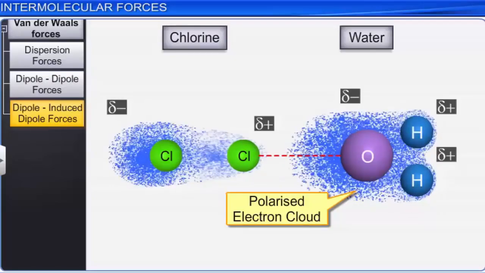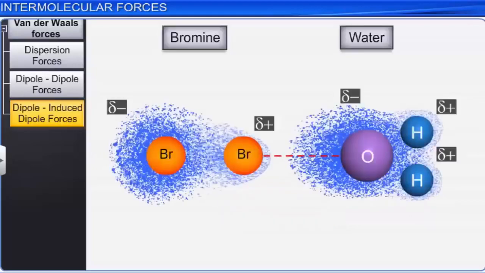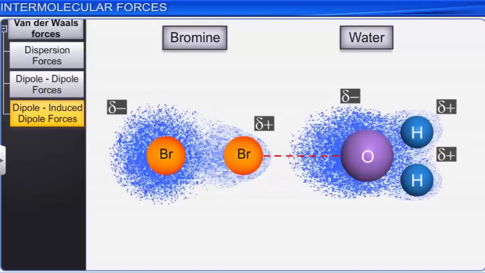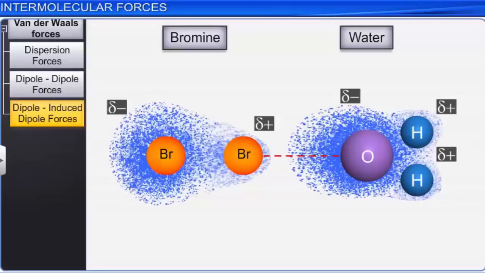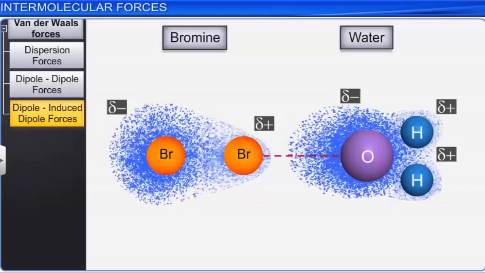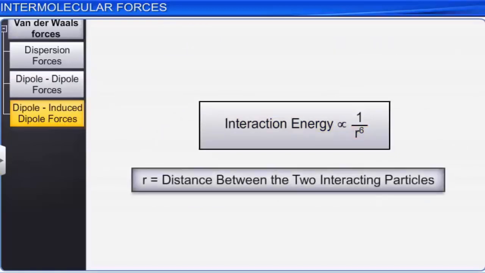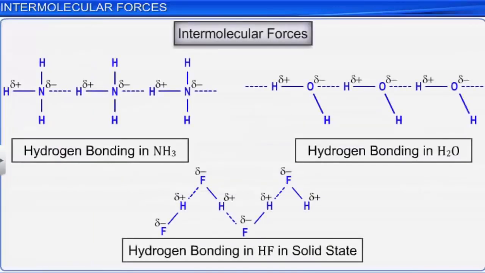The larger the size of the nonpolar molecule, the higher is the polarizability, and hence the greater is the strength of the attractive interactions. In this case also, interaction energy is inversely proportional to the sixth power of the distance between the two interacting particles. A special case of dipole-dipole interaction called hydrogen bond exists in the molecules with highly polar NH, OH or HF bonds.